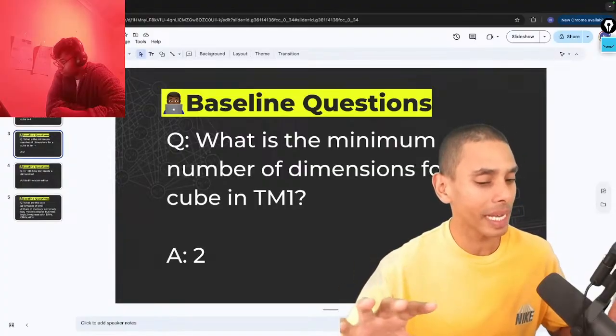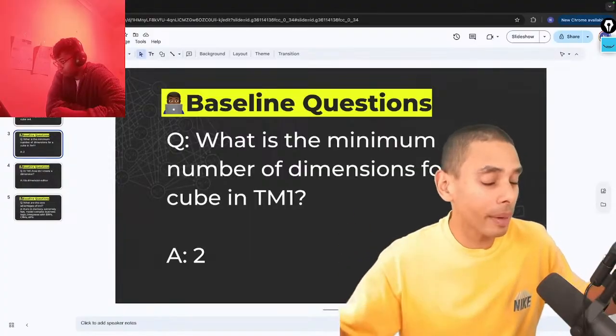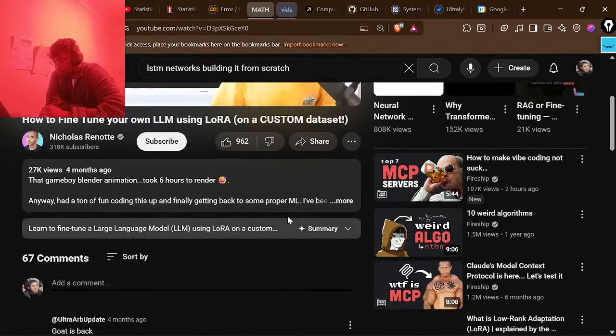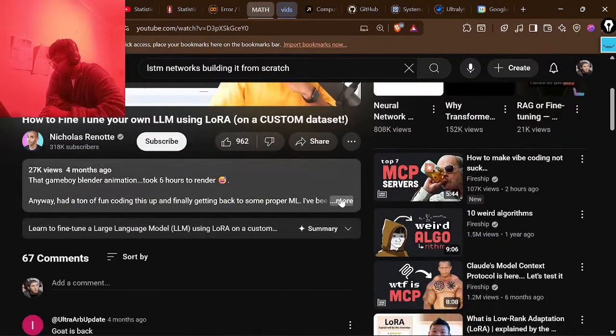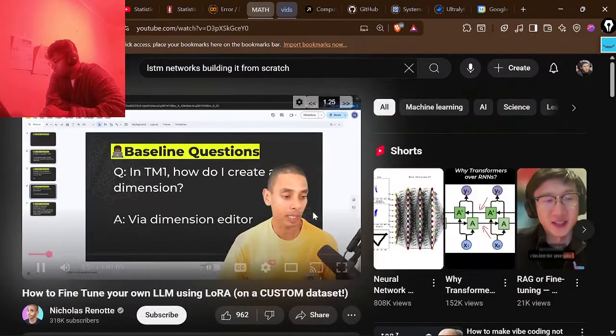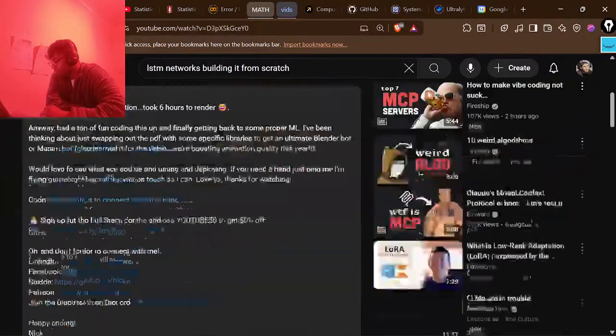I think this one's going to be really interesting, right? Because a cube would typically have 3 dimensions. So we'll see if we can train that into the LLM. The third question, how do I create a dimension? So you can open up a dimension editor and insert different elements. So basically it allows us to define a perspective inside of our cube.